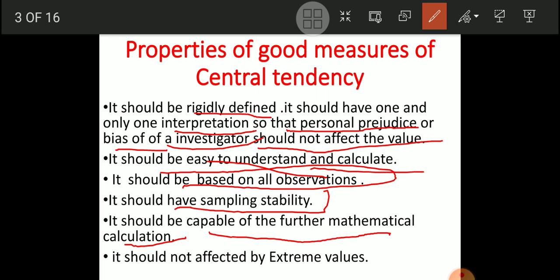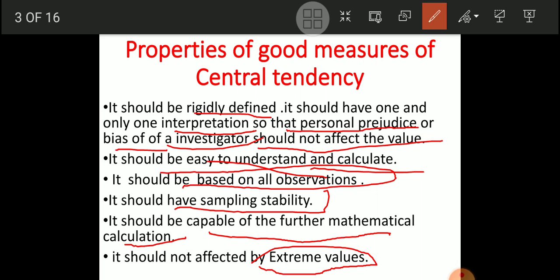Again, another most important property is that it should not be affected by extreme values. What is that? Suppose we have in our hand 10 observations. For example, suppose we have 10 students and we have to take out the average value, and out of those 10 students, 3 students have a height of more than 6 feet and the others are below 4 feet. Meaning extreme values affect the exact average.